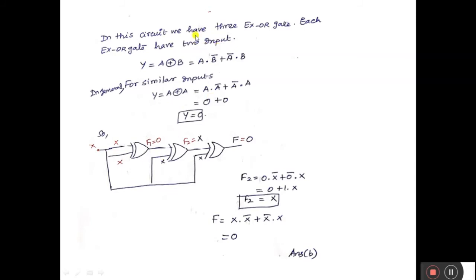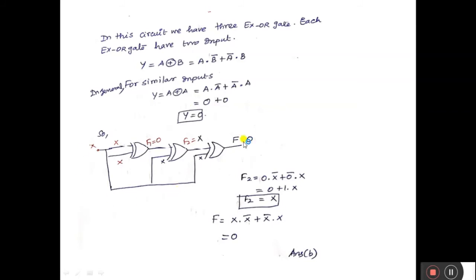In this circuit we have 3 XOR gates, and each XOR gate has 2 inputs. The general form of the XOR gate equation is A XOR B equals A B bar plus A bar B. In general, if 2 identical inputs are given, for example A XOR A, I can write A dot A bar plus A bar dot A. A into A bar becomes 0, A bar into A becomes 0, so the output becomes 0.